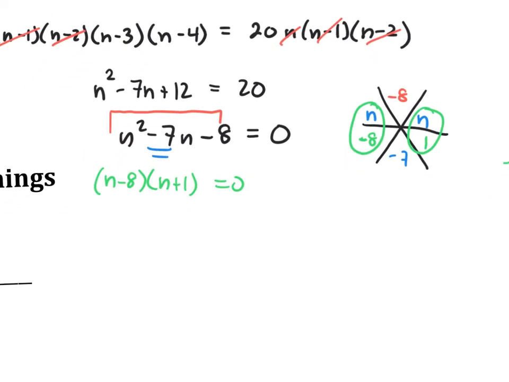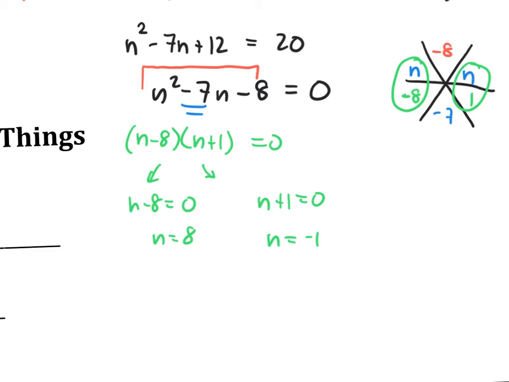The zero product property says I can split those up. So n minus 8 equals 0 and n plus 1 equals 0. Now clearly, one of these has to be the answer, and one is not. This here is called an extraneous solution because I can't have a group of negative numbers. So clearly n has to be 8.